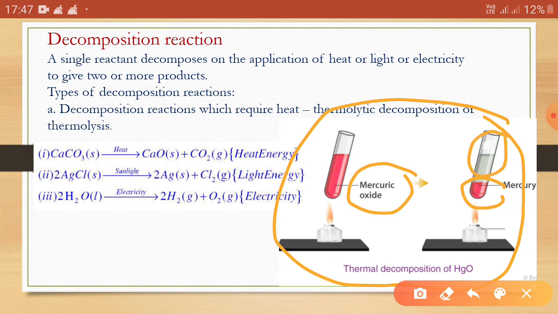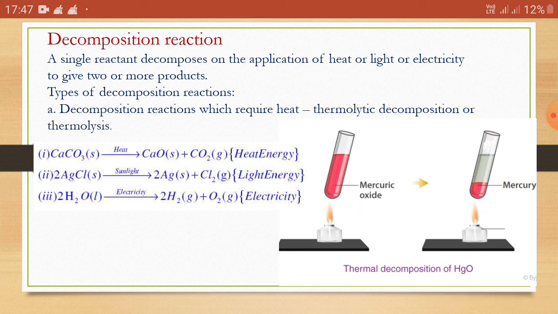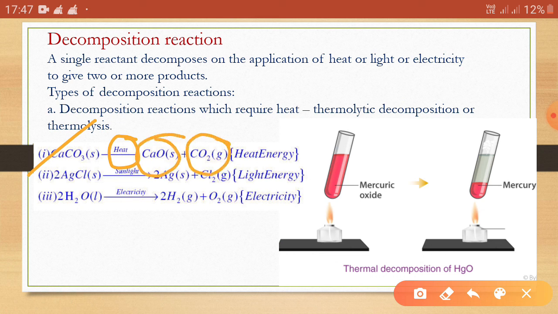Okay, so in this reaction it needs heat, so it is known as thermolysis or thermolytic decomposition. So the examples are CaCO3, calcium carbonate. In the presence of heat, it gives us calcium oxide, CaO, and carbon dioxide, CO2. As it requires heat energy, that's why it is known as the thermolytic decomposition or thermolysis.